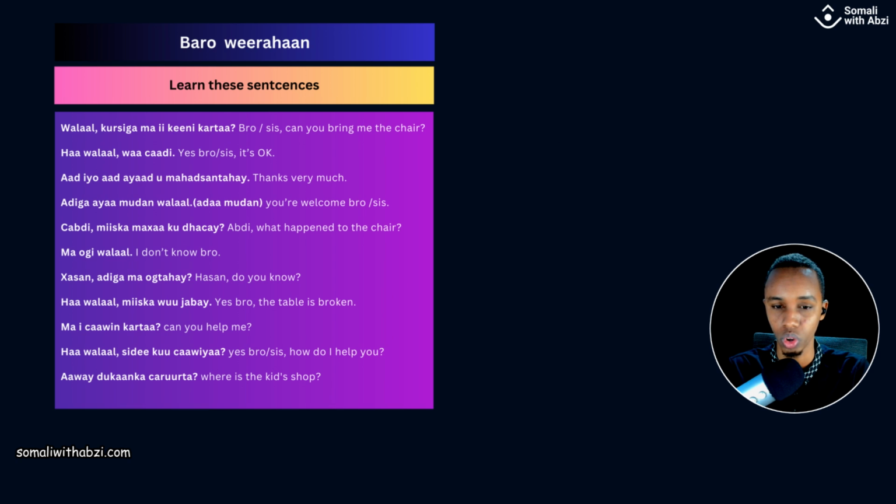And the answer could be only "haye", or maybe "haye walaal", or "haye Abdi", something like that. So the next one is "aad iyo aad ayaad u mahadsan tahay". That's like thank you so much, or thank you very much. In Somali, we use "aad iyo aad". "Aad" is like very or so. "Aad iyo aad", we use very and very and so and so. I know it's not useful in English, but in Somali it's very useful.